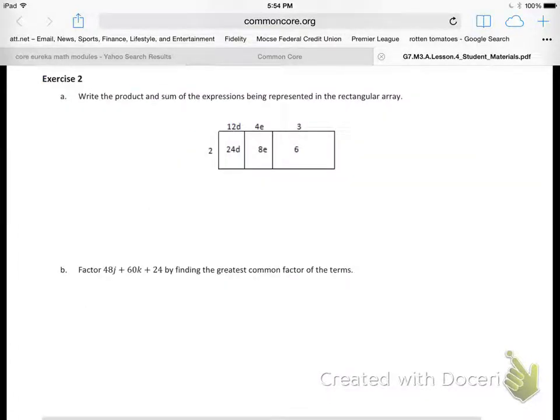Okay, so on the heels of that, exercise 2 here asks you to write the product and sum of the expressions being represented in the rectangular array. So you're going to do exactly what I just did to that last problem. So go ahead and give that a try, and come on back.